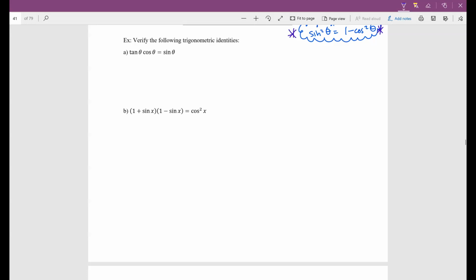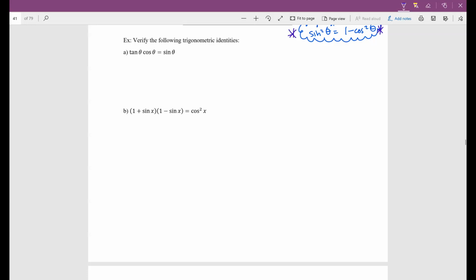Okay, so let's go ahead and do a couple of problems. Here we want to verify the following trigonometric identities. We know that this is an identity, and we want to show that the right-hand side and the left-hand side are both equal to each other. Remember that you always want to start with the most complicated side.